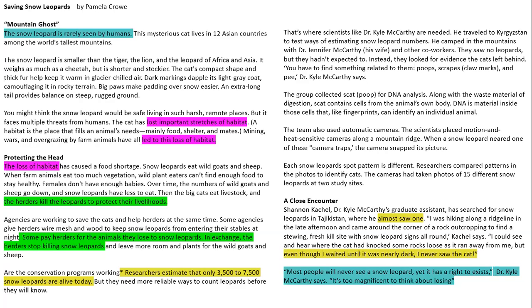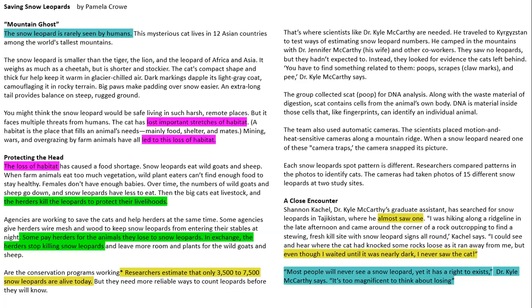A close encounter. Shannon Cashel, Dr. Kyle McCarthy's graduate assistant, has searched for snow leopards in Tajikistan, where he almost saw one. I was hiking along a ridgeline in the late afternoon and came around the corner of a rock outcropping to find a fresh kill site with snow leopard signs all around, Cashel says. I could see and hear where the cat had knocked some rocks loose as it ran away from me. But even though I waited until it was nearly dark, I never saw the cat.